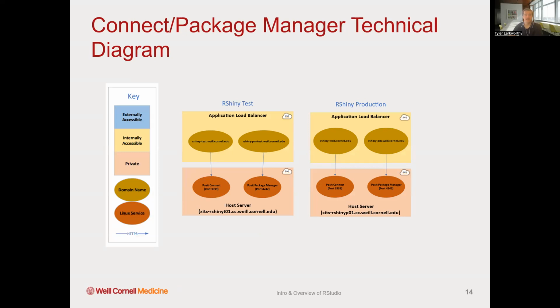So I have a technical diagram here. The details of this are not super important. I just wanted to indicate broadly that we have something called application load balancers that sit in front of the actual servers that the software is running on. And all of this is within AWS. The only significant thing to note here is this distinction between our back-end servers and these front-end, what are called application load balancers, which users will actually connect to.